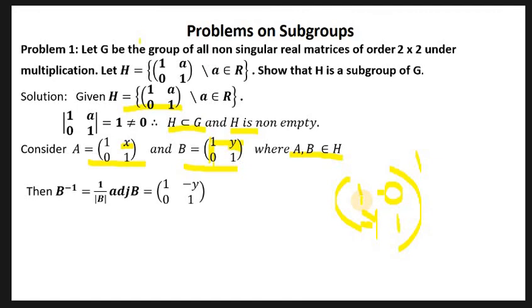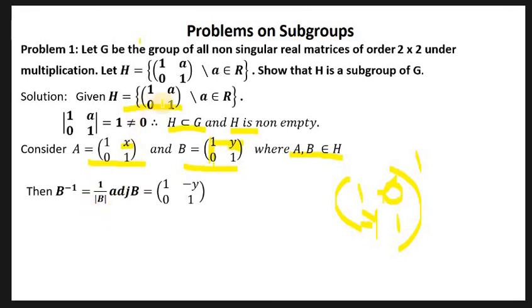See, the first row is 1 0, this row becomes a column, that is 1 0. Then minus y 1 becomes a column, minus y 1. The rows of the cofactor matrix we are writing as columns. Then we get the adjoint of B.